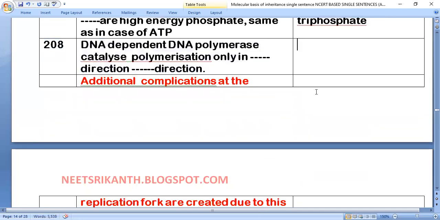DNA dependent DNA polymerase catalyzes polymerization only in one direction, that is in the 5' to 3' direction.